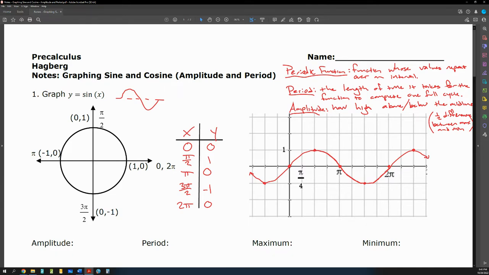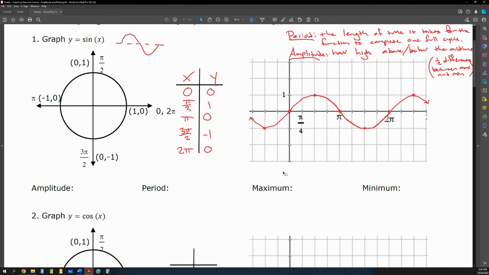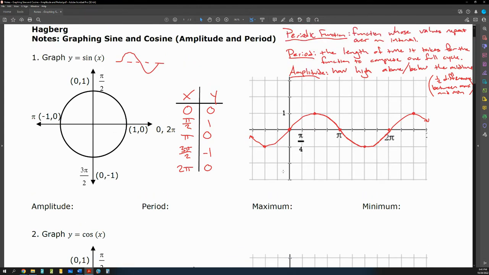All right, so all you have to do is graph one cycle and then repeat the pattern over and over to fill the grid. Okay, so the amplitude, again, the amplitude is how high or low below the midline that the function is. In this case, the parent function, the midline is going to be the x-axis, y equals 0.